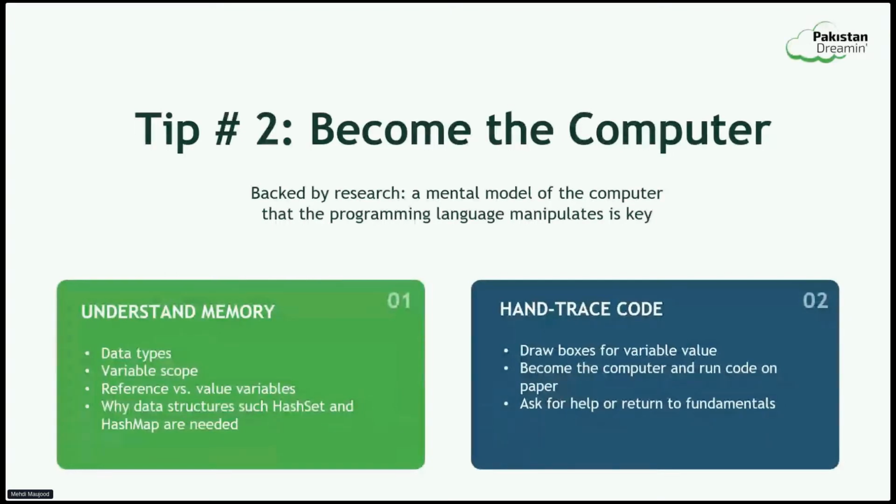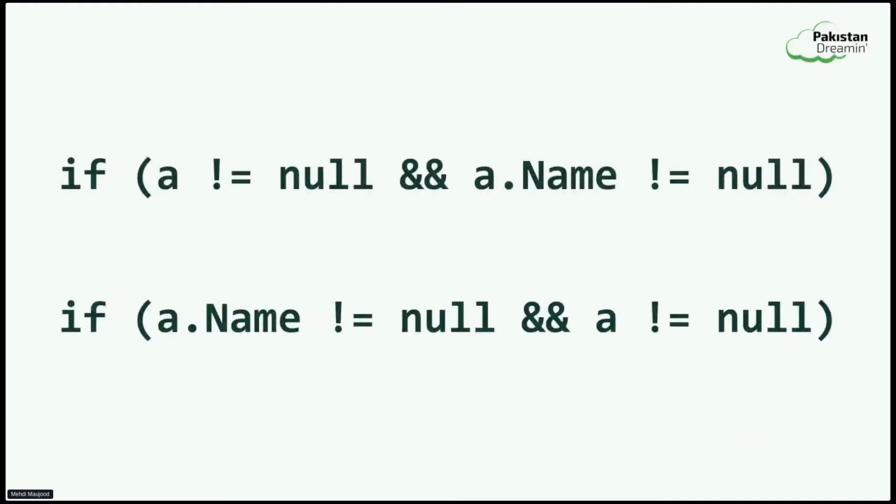Oh, so there's a question here. Yeah, the answer was B. Let me go back to the last slide. A dot name is not equal to null and A is not equal to null. Which one of these is the correct one? So it's actually the first one. If A is not equal to null and A dot name is not equal to null. And that's because we want to avoid a null reference exception.